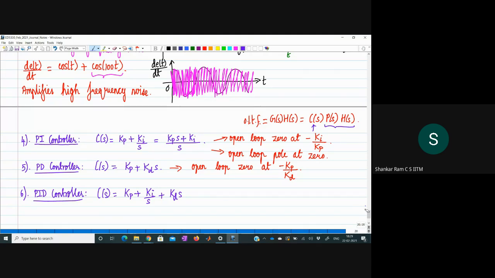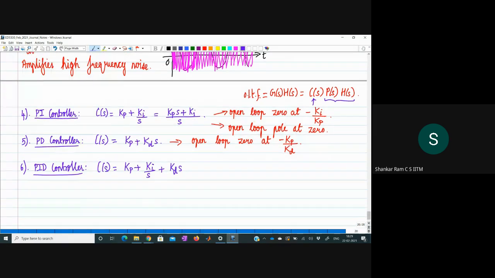Ultimately, we will use a PD derivative controller only in such scenarios where we can be assured that when it's used in conjunction with the plant, the open loop transfer function and the closed loop transfer function will be proper transfer functions. So that's important.